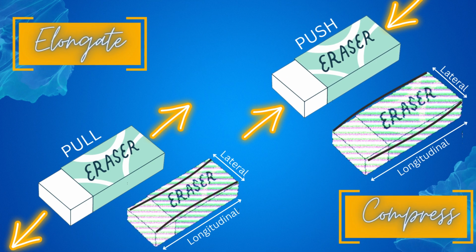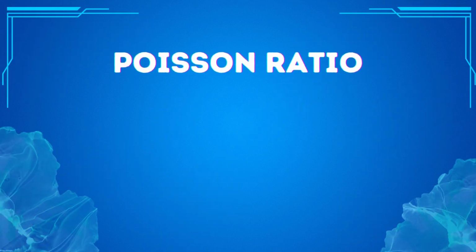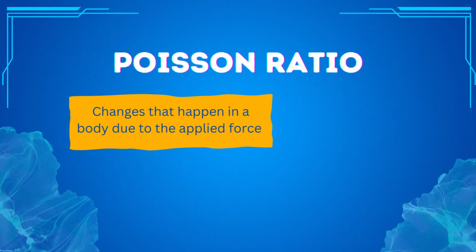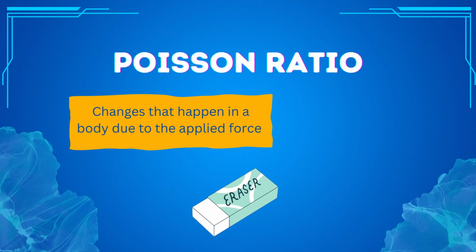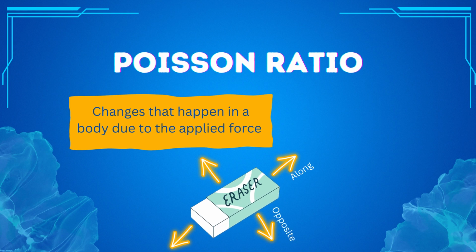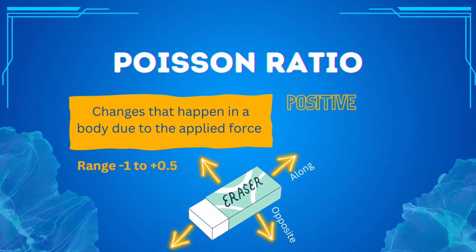Simple, right? In layman's terms, Poisson ratio expresses the changes that happen in this eraser when a force is applied on it, and this change happens along and opposite to the direction of force applied. The range of this ratio is -1 to +0.5. So from this range, you can note that we have a positive, 0 and a negative Poisson.